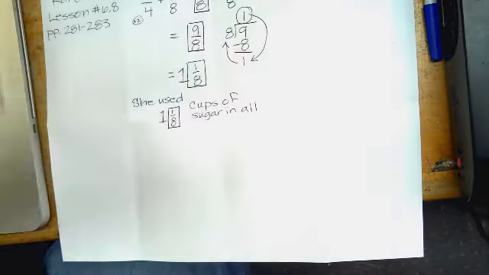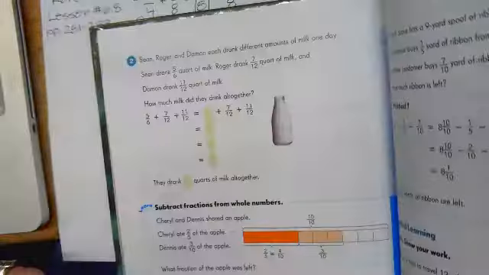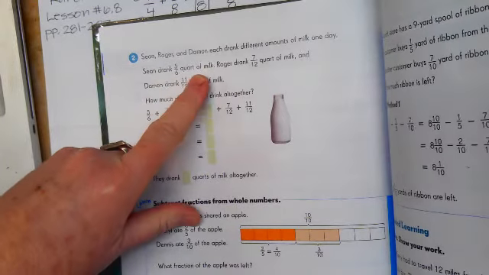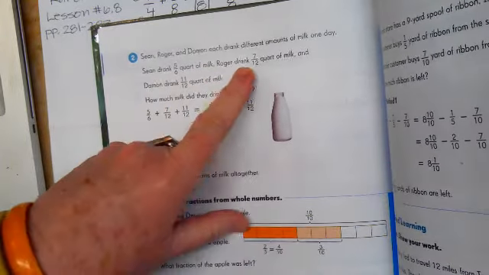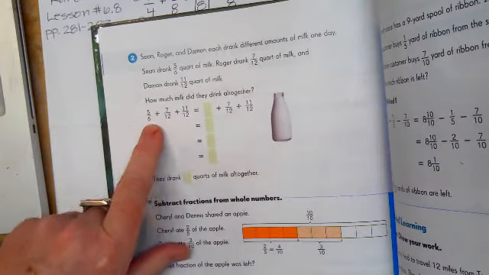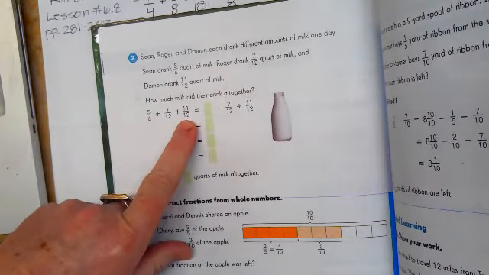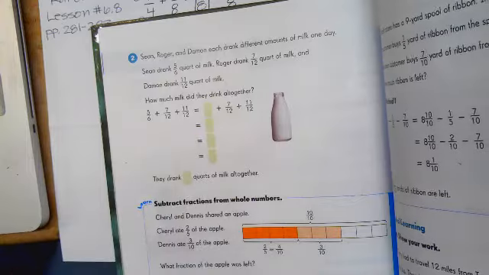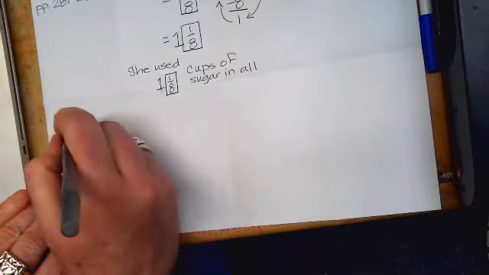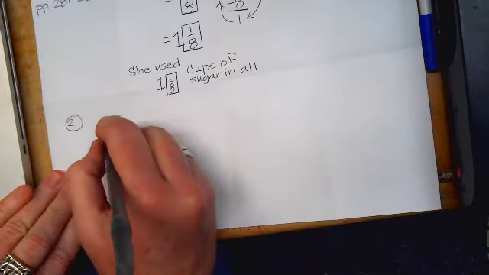Okay, let's look at number 2. So number 2, we have some boys drinking different amounts of milk. Sean drank 5/6 quart of milk. Roger drank 7/12. Damon drank 11/12. So we're going to add all of their milk together, and that's going to tell us how much they drank all together. Okay, so I'm going to do number 2 down here.